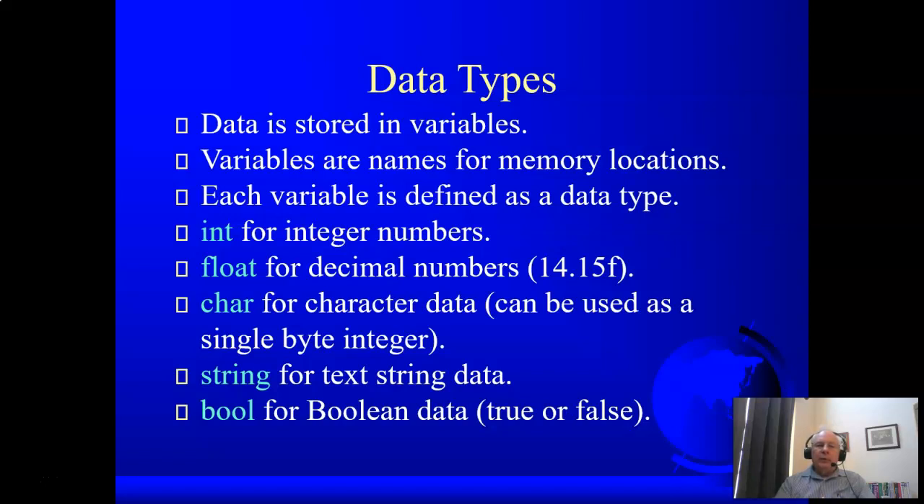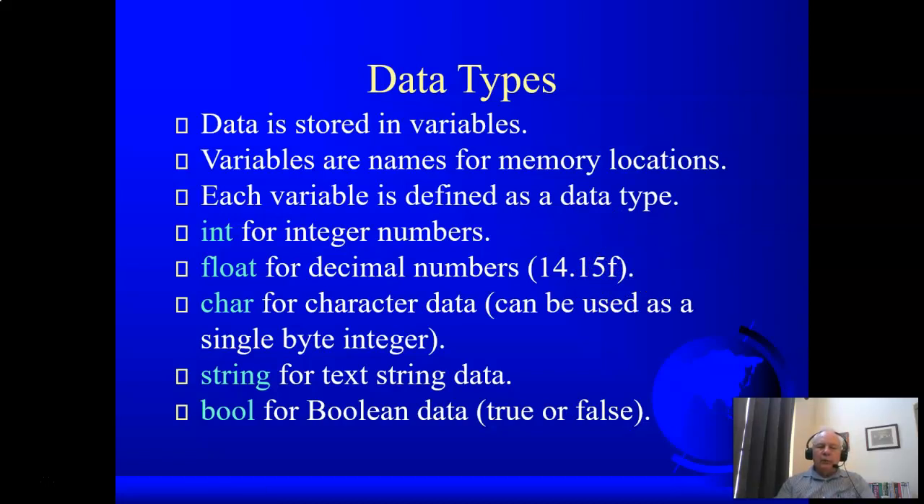Variables are names for memory locations. So when you declare an integer variable, a memory location is assigned. Actually, it would be 32 bits or 4 bytes of data. Each variable is defined as a data type. We have float and double for decimal numbers. For example, we use float and 14.15. The F indicates it should be stored as a float. That's a characteristic of the C++ compiler. If you don't put the F there, it'll actually upgrade it to a double.